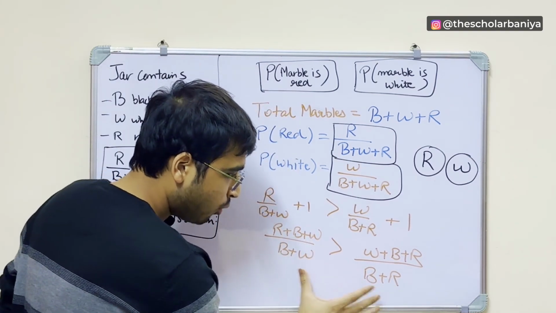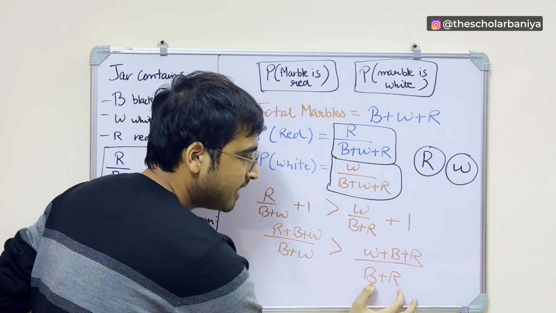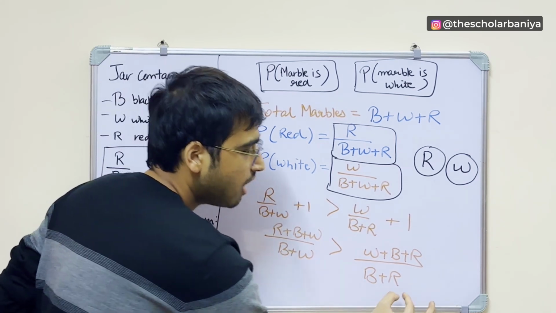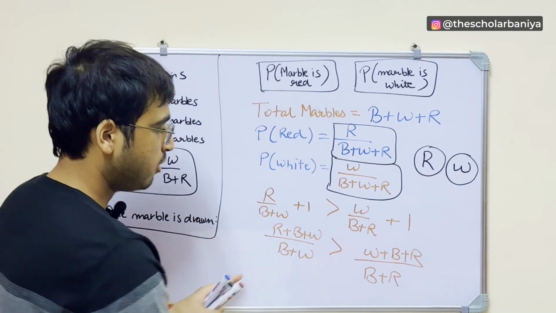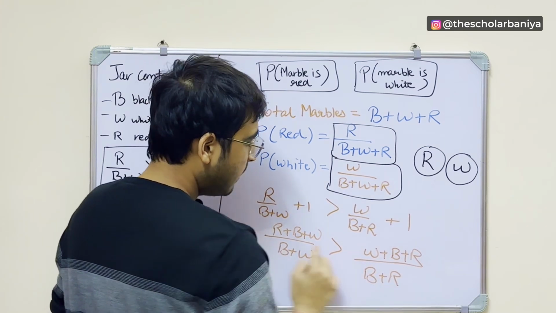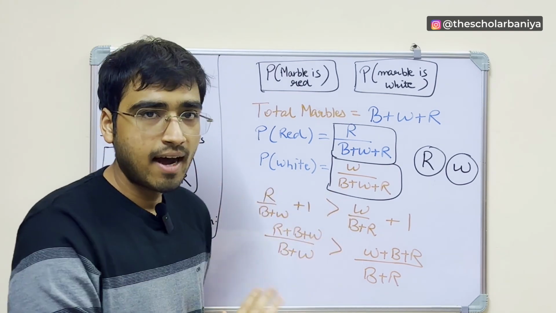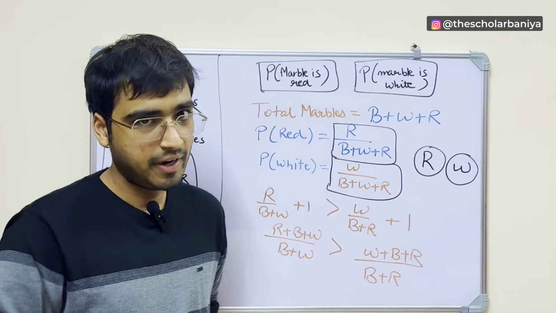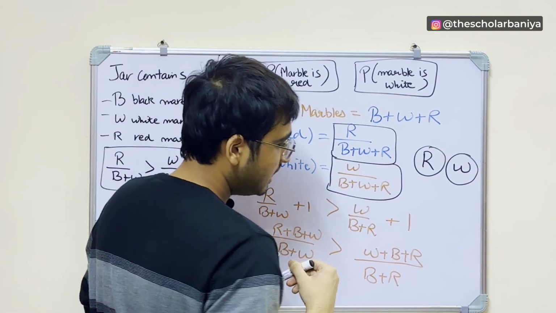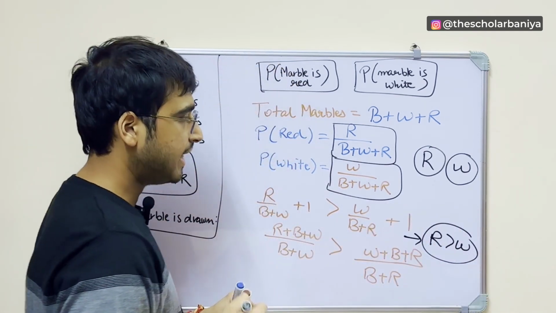But tell me one thing, in both the denominators B is common, right? That means if this denominator is greater than this denominator and if B is common, that means obviously R will be greater than W, right? Because B is common, if R is greater than W, automatically this denominator becomes bigger, this denominator becomes smaller, and if this denominator becomes smaller, obviously the entire value becomes greater, right? This means that R has to be greater than W. That means we can infer that R has to be greater than W, right?